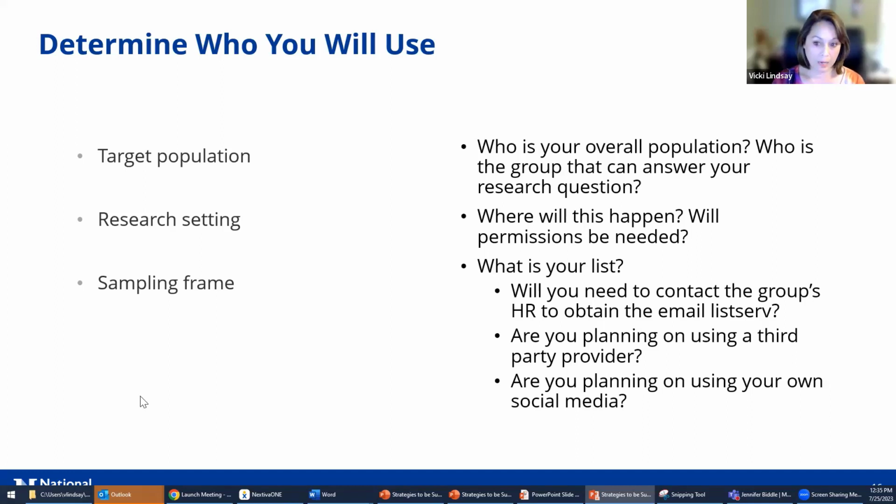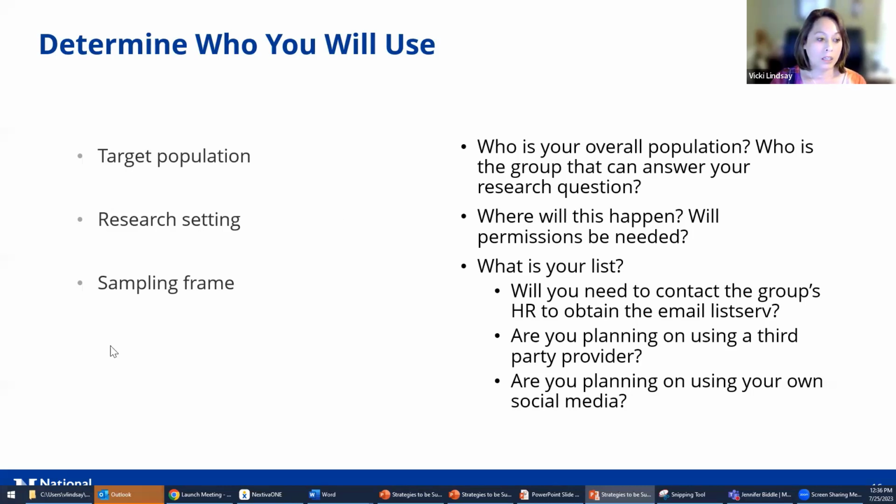Your sampling frame is your list. Okay, so just think sampling frame equals list. Who will you need to contact in the group's HR to obtain that email listserv? Are you planning on using a third-party provider like Qualtrics? Or are you planning on using your own social media like Facebook?